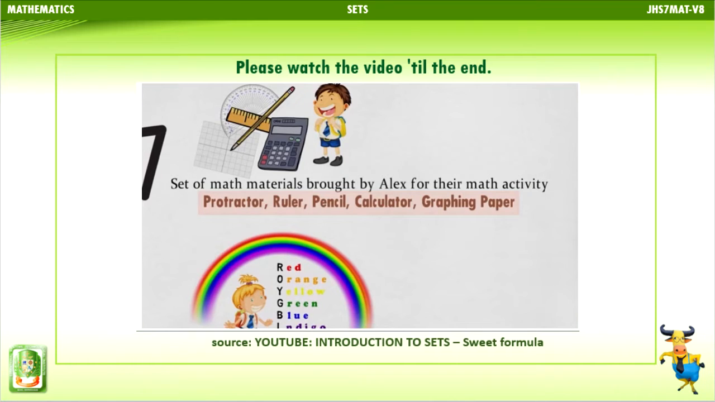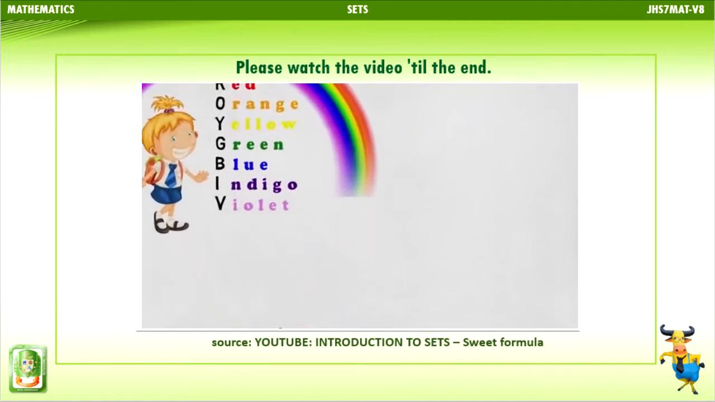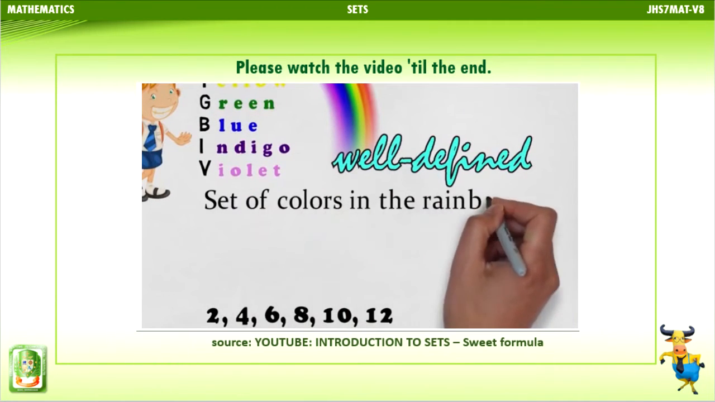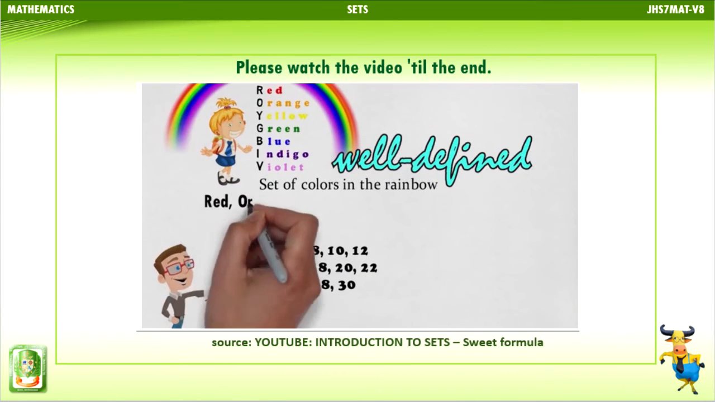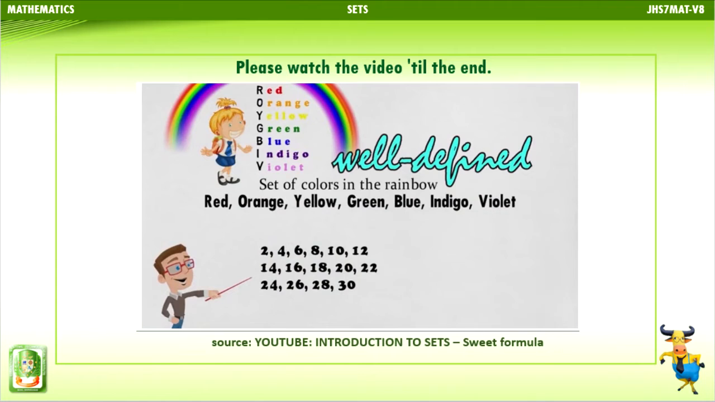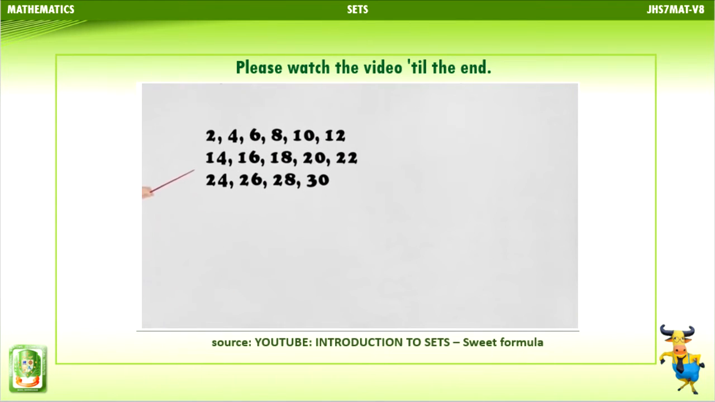So we can clearly see which materials are involved here, the ones carried by Alex for their math activity. Therefore, this group is well-defined. Again, our first set is the set of math materials brought by Alex for their math activity. Our second group is also well-defined, and we call this the set of colors in the rainbow, consisting of the elements red, orange, yellow, green, blue, indigo, and violet. The same can be said for the third group.